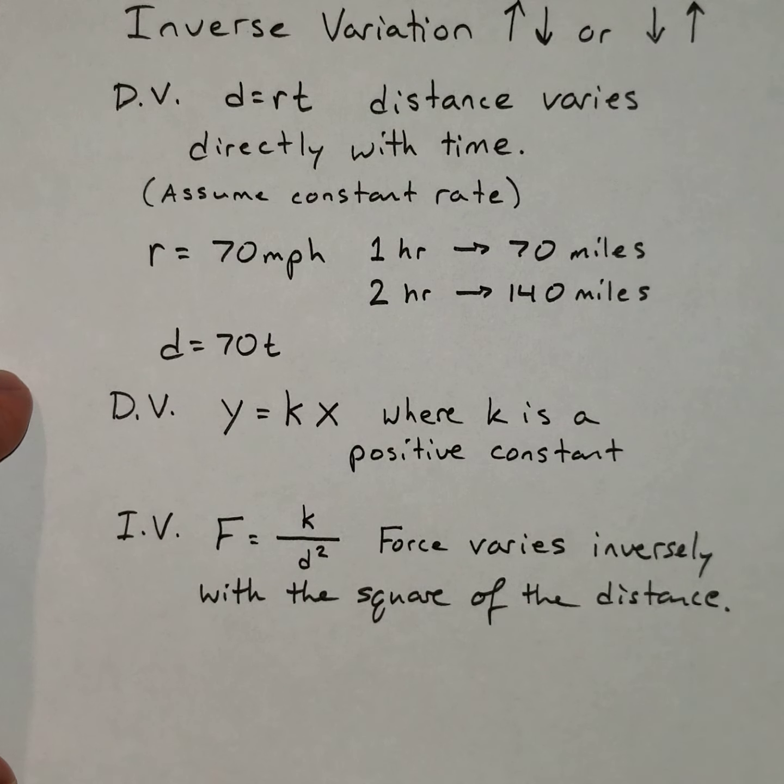All right, and so inverse variation, generally speaking, will have this relationship where a variable is equal to a constant divided by another variable. Okay, so x and y vary inversely. Again, k has to be your positive constant.